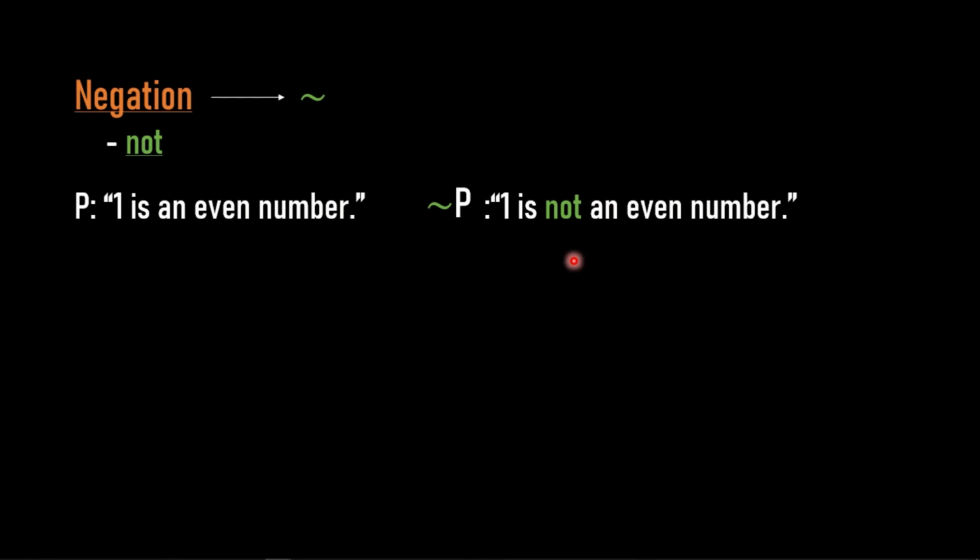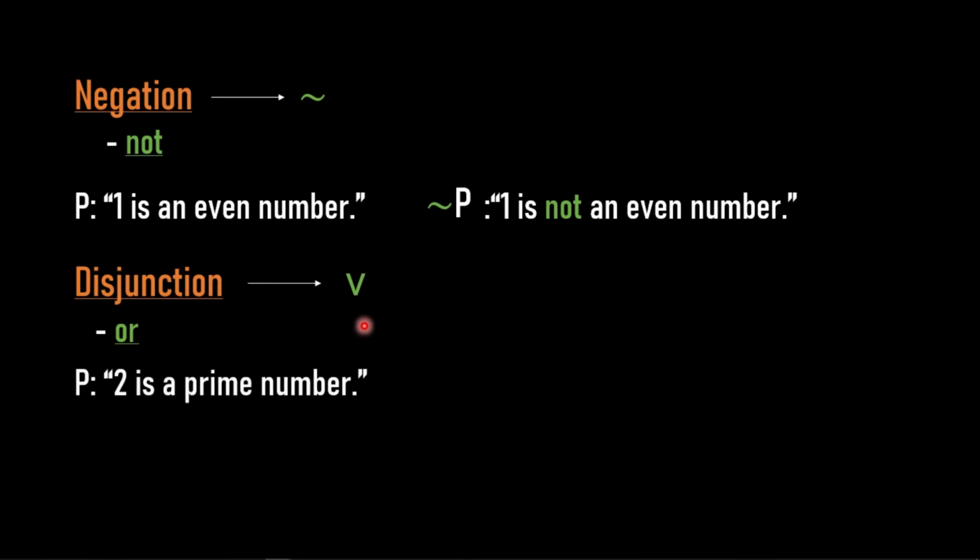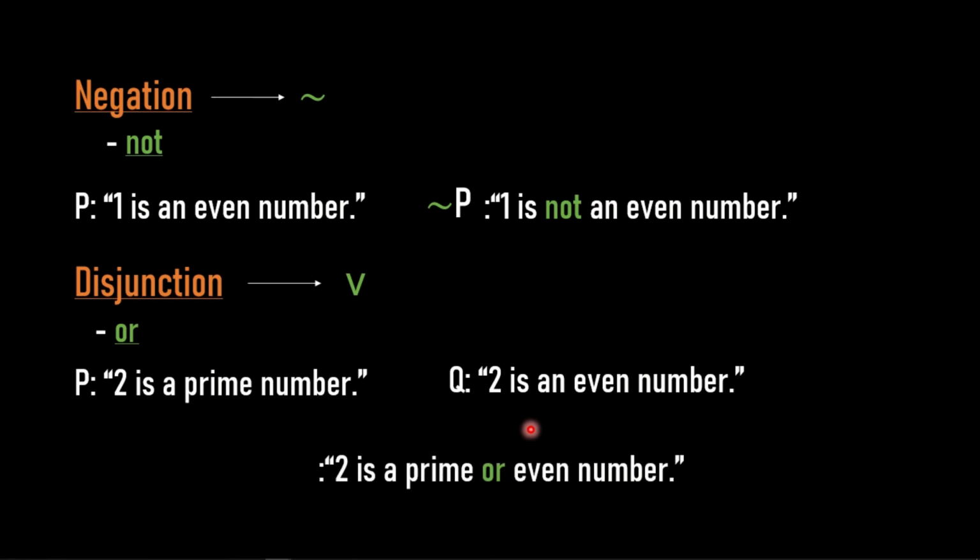The second logical operator we have is disjunction. In disjunction, we use the word "or," and its symbol is like the letter V. For example, we have statement p: 2 is a prime number. In statement q: 2 is an even number. Its disjunction will become 2 is a prime or even number. And its propositional form will be like this, which is read as "p or q." So basically in disjunction, we just connected these two propositions using the word "or." Third is conjunction, and its symbol is an inverted V.